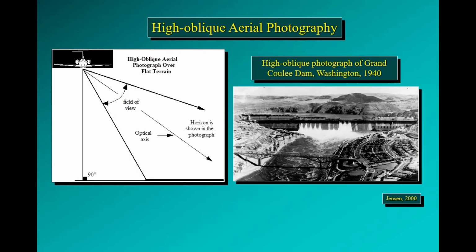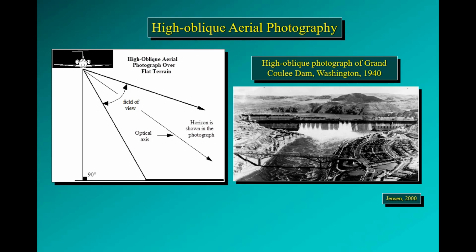And this is an example of the data collection scenario for a high oblique aerial photograph, whereby we have a more extreme deviation from the vertical for our optical axis. And the horizon is visible in these types of images, which we see over on the right-hand side of this figure. Again, note that the scale variability that we have from the foreground of the image is markedly different from the scale within the image in the background part of the image.